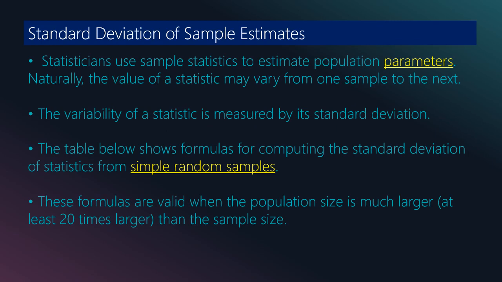Jadi kita biasa guna sample statistic to estimate the population parameters. Disebabkan oleh kita tak mampu untuk, it is very unlikely untuk tahu the whole population. Jadi secara naturalnya the value of statistic may vary, berbeza from one sample to another sample. The variability of statistics is measured by its standard deviation.